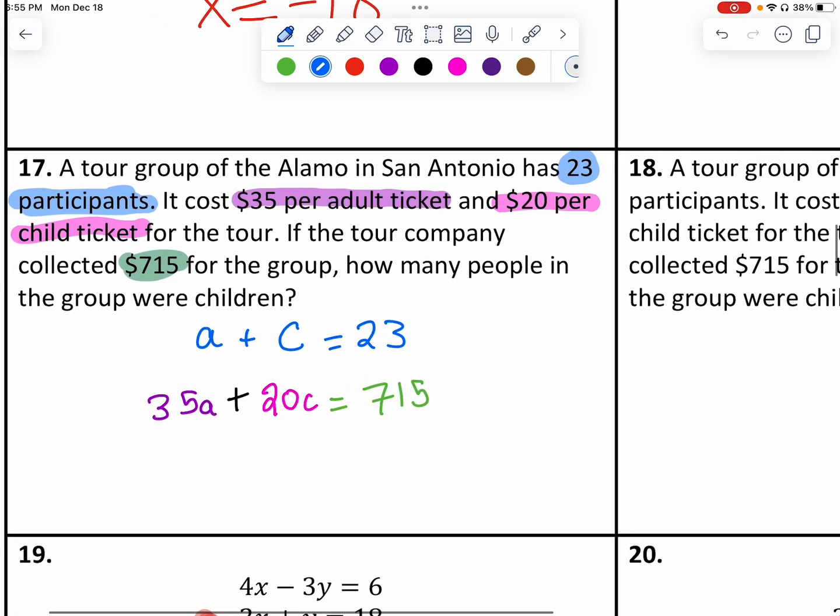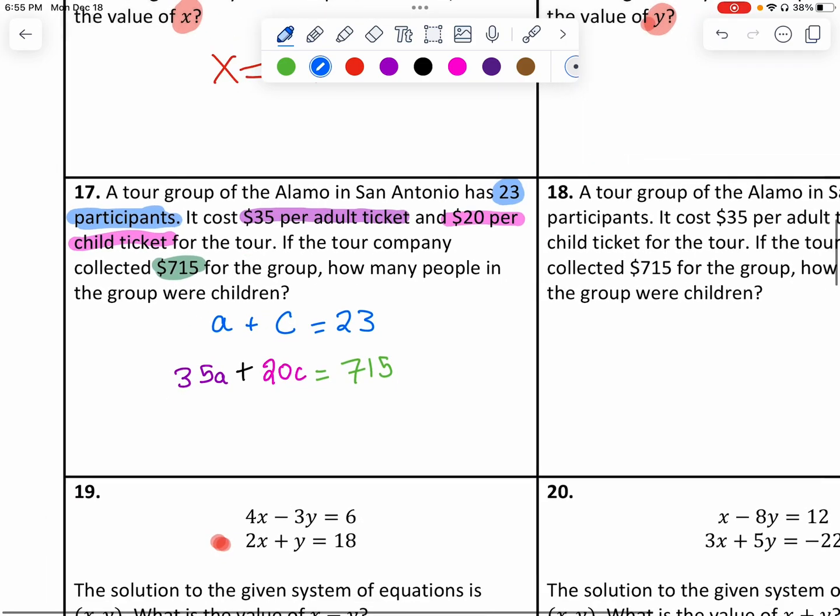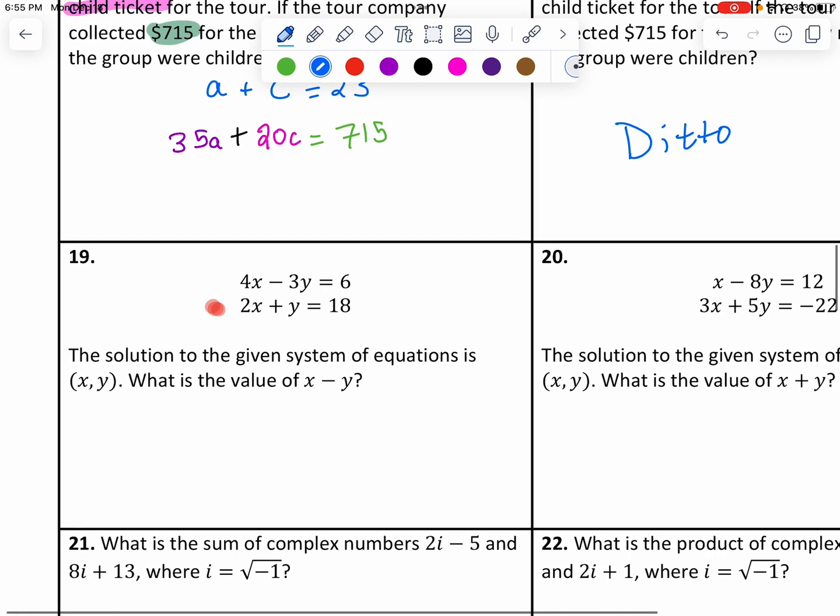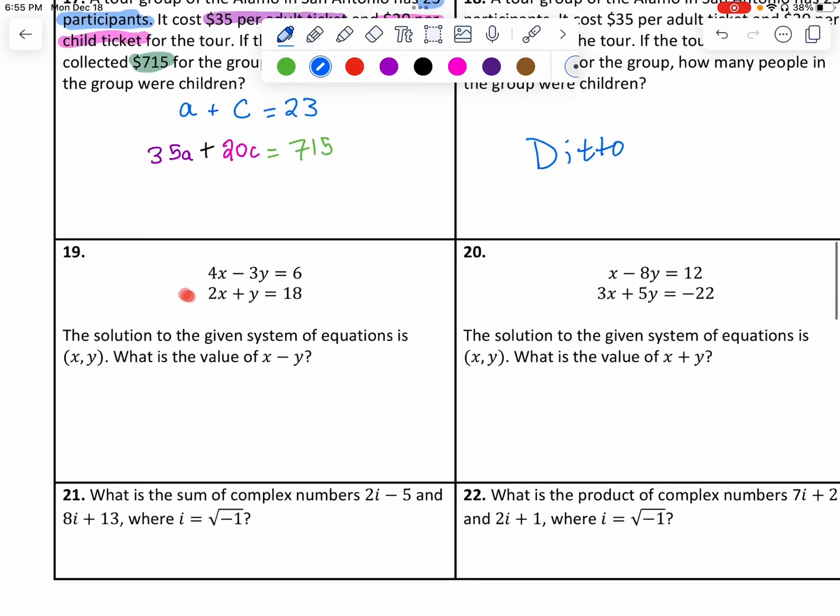And I think for some reason, 18 is the same question. So ditto. I don't think that's how you spell ditto. I think it's D-I-T-T-O. Anyway, I'm not an English teacher. So ditto on number 18. So that's that. Now let's move on to 19 and 20.